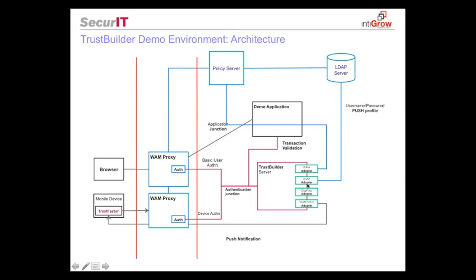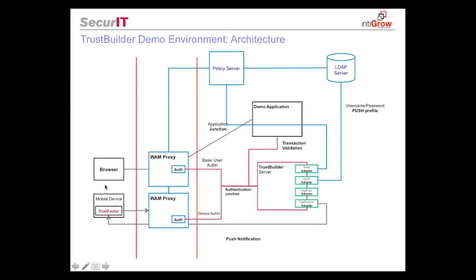We have an LDAP adapter. We have a DigiPass adapter where we can talk to the Vasco, where we can validate Vasco hard tokens. And then lastly, we have the Trust Factor adapter, which is our out-of-band mobile solution application. And in this case, you see the Trust Factor adapter is actually talking back to the mobile device, the Trust Factor app running on the phone.